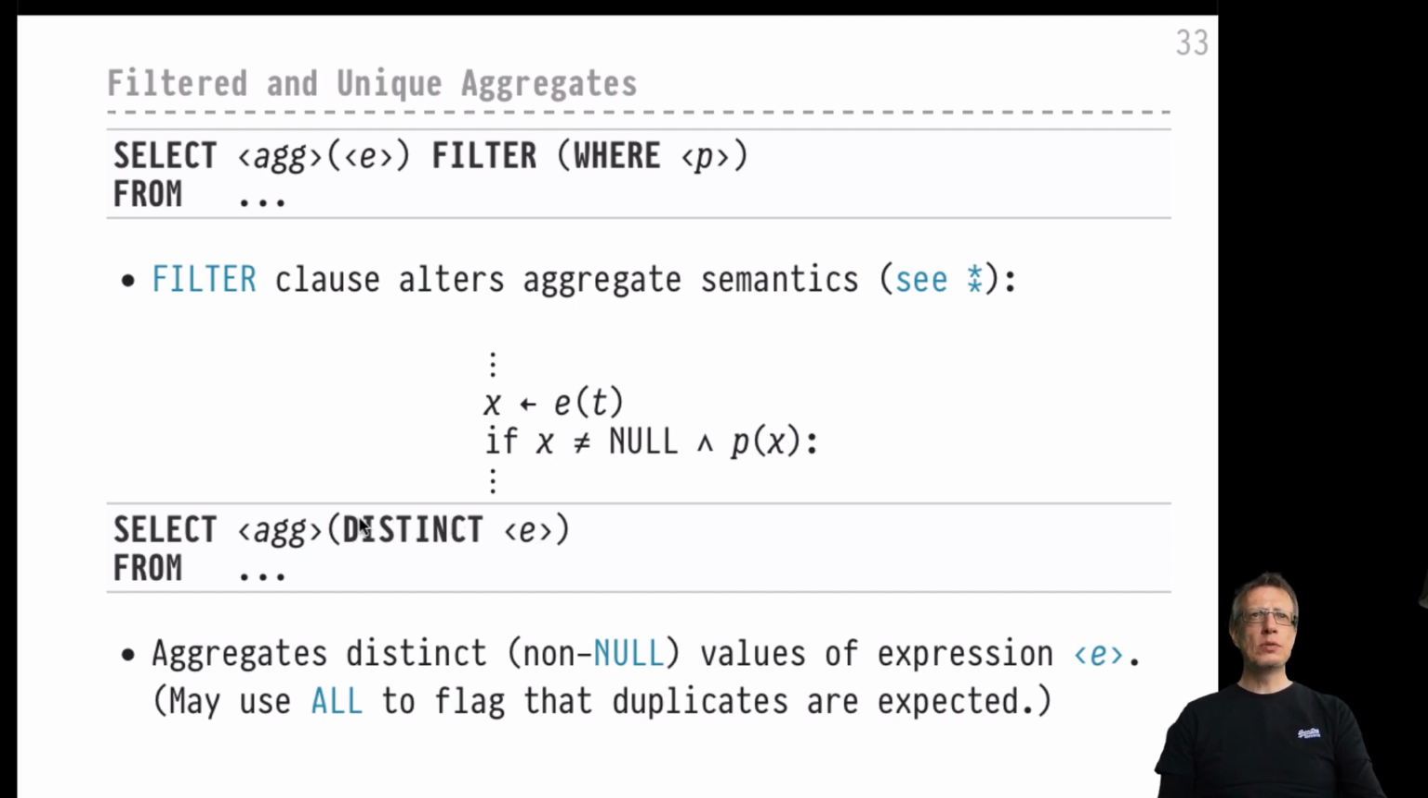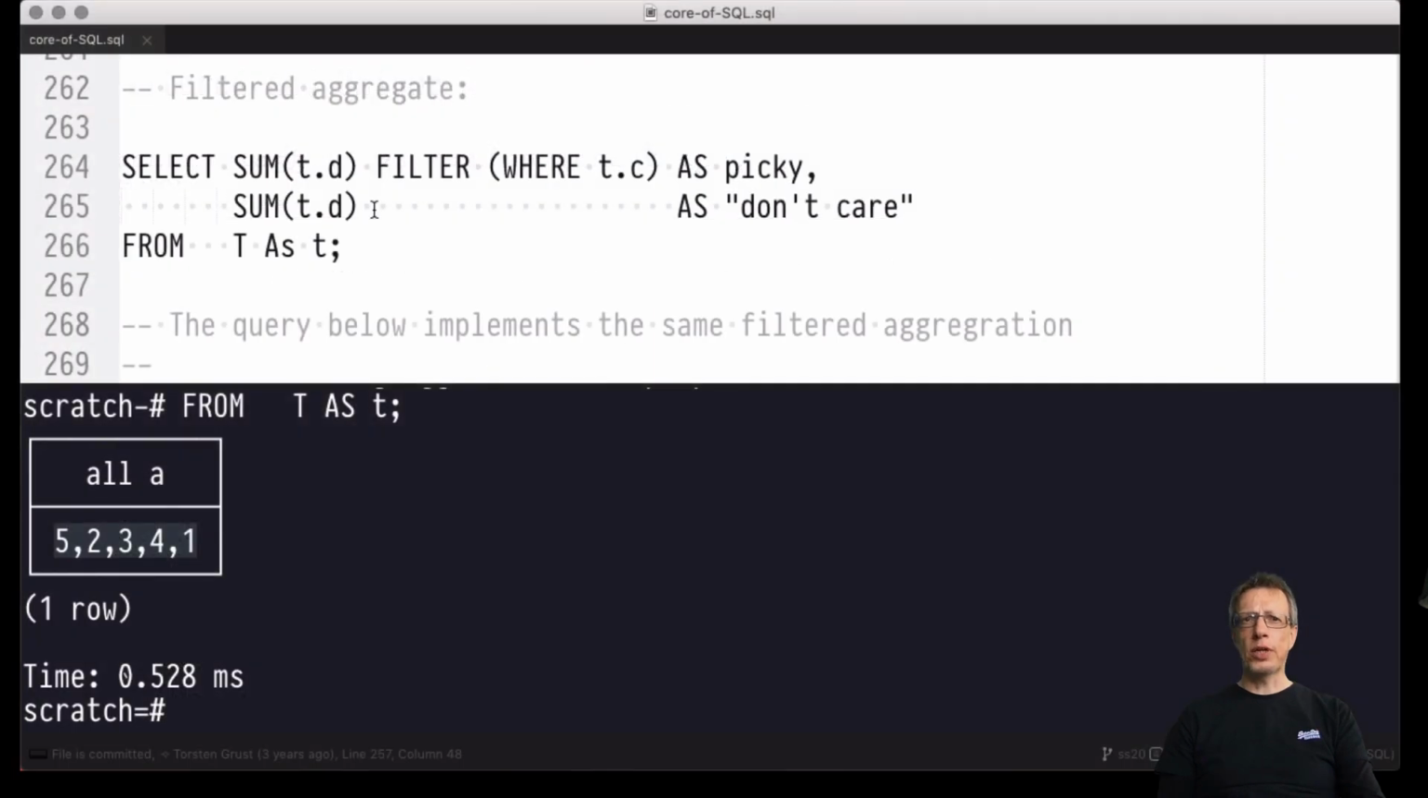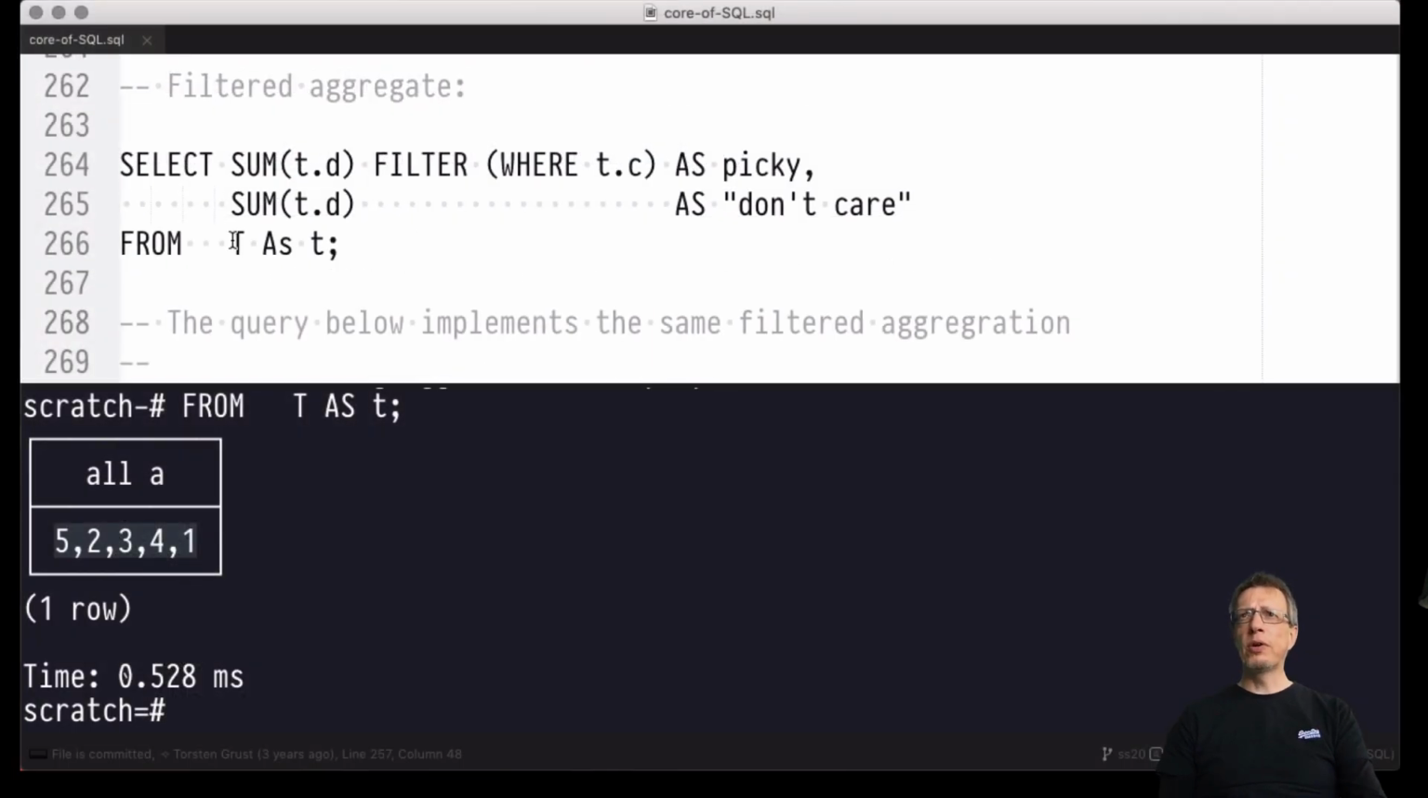We can use all here, replacing this distinct modifier by all, which would be the default, by the way. So we don't need to specify all, but we could specify all to document that we expect expression e to return duplicates, and that all of these duplicates should contribute to the overall value of the aggregate. All right, so let's see how this is going to work in practice. Here's an example query again over the playground table, the 5 rows that the playground table can contribute. And this is the form of aggregate that we have seen until now.